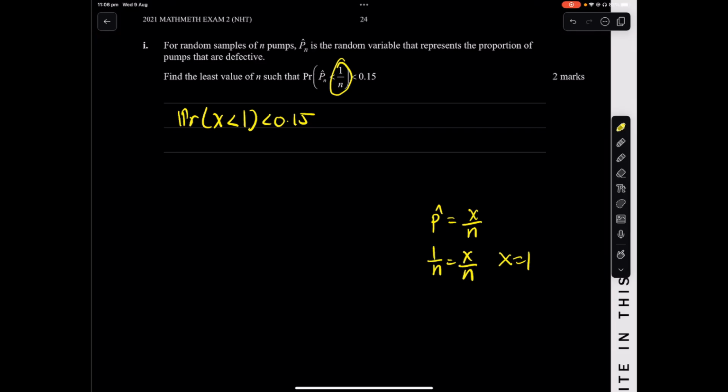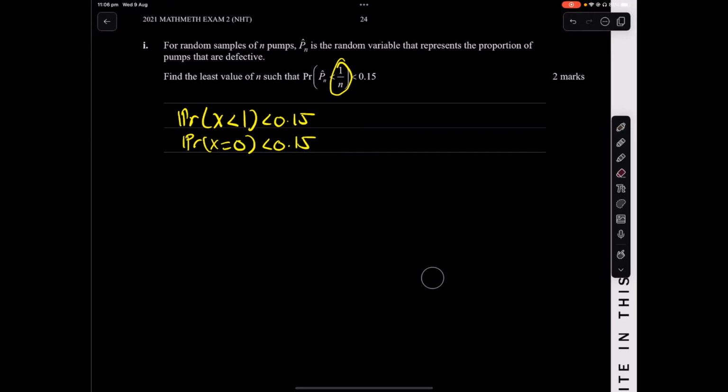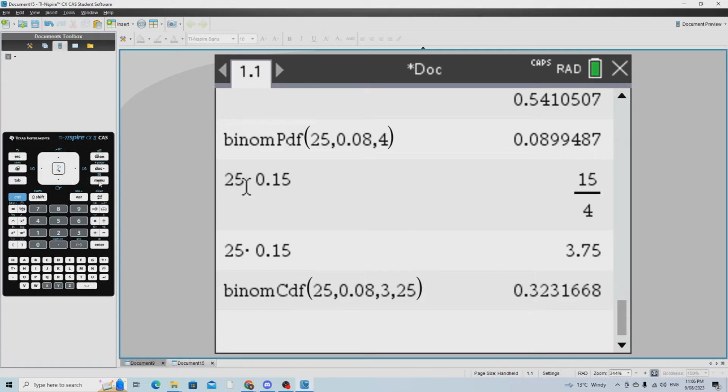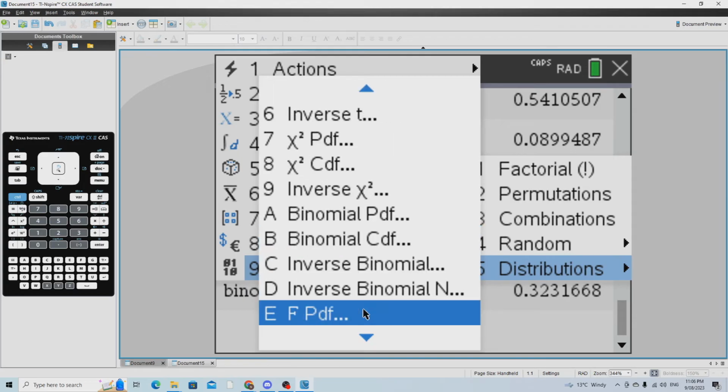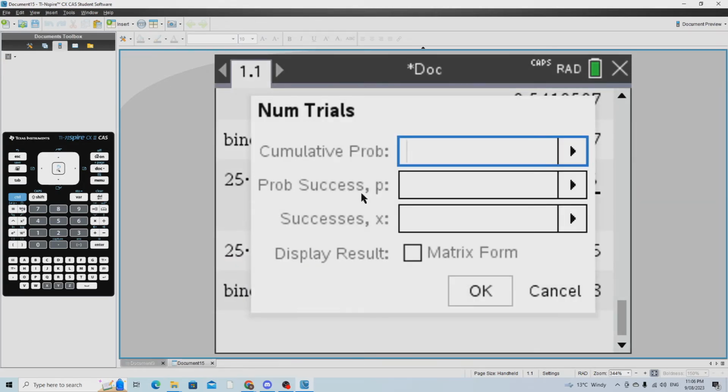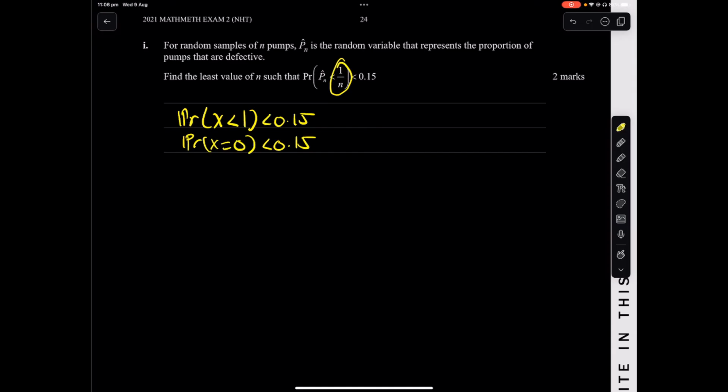So this is the probability that x equals 0 must be less than 0.15. This is quite easy if you just use inverse binomial. Go on your calculator, menu, probability distributions, inverse binomial n. Cumulative probability is 0.15, probability of success is still 0.08, and x is 0. Enter. 23. Your n is 23.